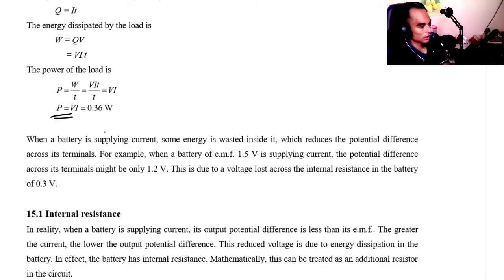When the battery supplies current, some energy is wasted, so the efficiency will not be 100%. For example, for a battery with EMF 1.5 volt supplying a current, the potential difference across the meter might be only 1.2 volt, due to the resistance of the battery, which is 0.3. So the resistor holds up some of the voltage of the EMF. We take out around 0.3 and end up with 1.2 volt.